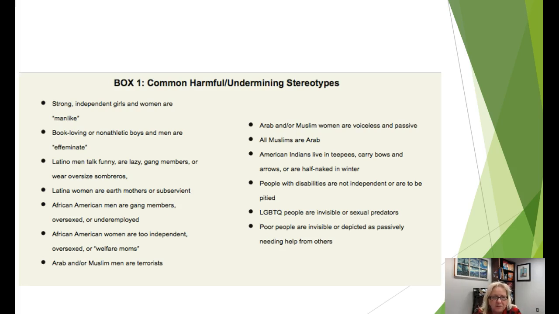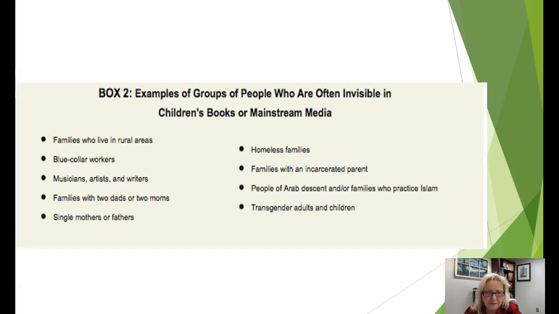This comes from a link I'll give you on how to detect bias in children's books, but these are some common stereotypes. For example, if a girl is portrayed as independent, she might be manlike, or African American men are gang members. LGBTQ people are sexual predators. American Indians live in teepees, carry bows and arrows, and are half naked in winter. All Muslims are Arab. These are really harmful stereotypes. If you see these in a book, you need to make sure that when you use the book, you're counteracting those stereotypes, or that you have other books in your collection that don't subscribe to them.